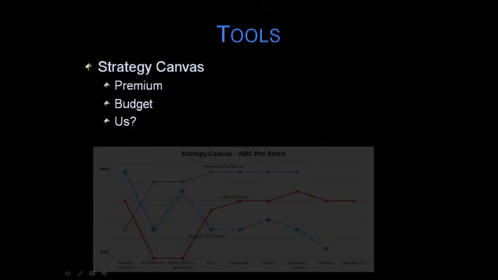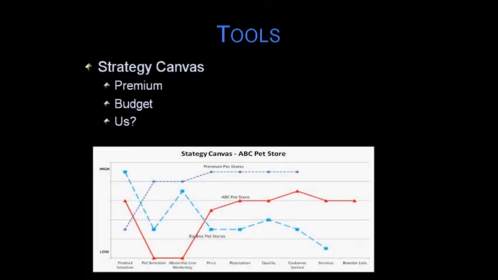Another tool that we use is the strategy canvas, and we look at our competition in broad terms. For example, we're going to look at premium and budget. So we look at premium pet stores and we can see that they have a relatively low product selection, a pretty good medium-high pet selection, above the line marketing, which is just broad marketing to people. It's not customized to a person. And then high price, reputation, quality, and customer service.